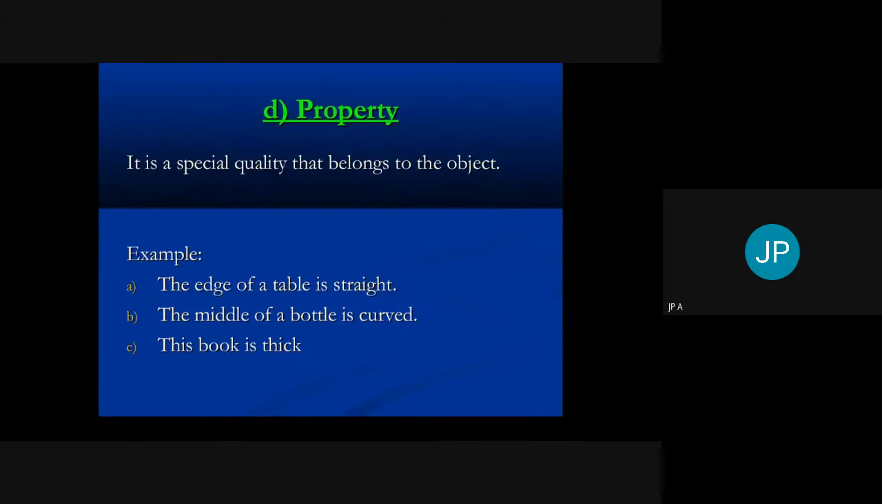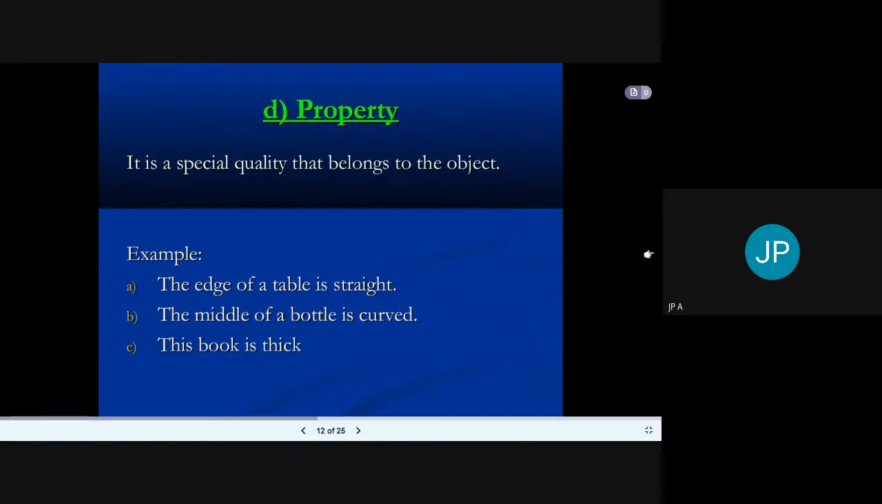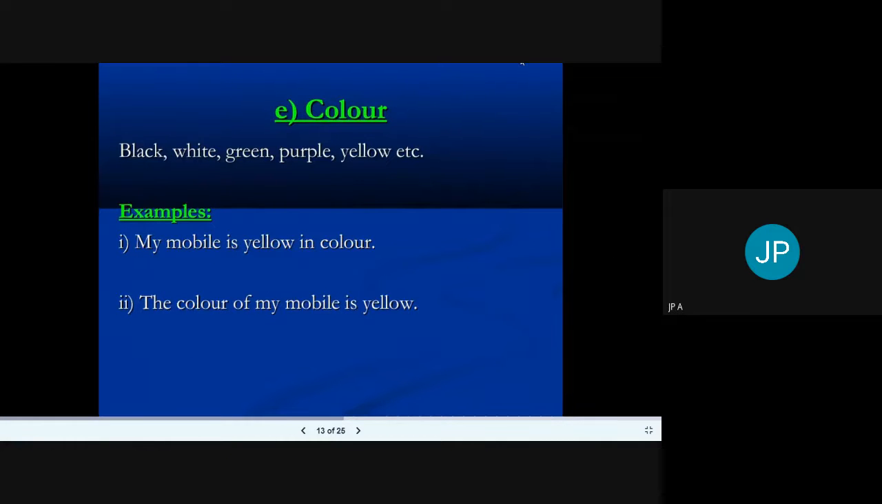So that is the fourth characteristic. So we discussed four characteristics now. The first one is the material with which it is made. Then we discussed the shape, that's the second characteristic. Then the third characteristic is the dimensions. And then the property of the object, that is the nature of the object. Then we can describe the color.